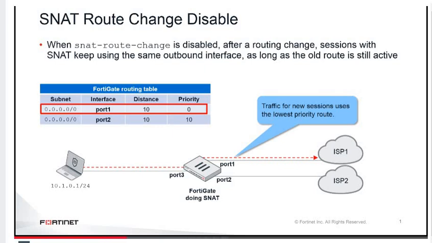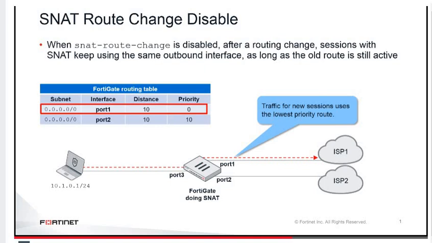In the example shown on the slide, FortiGate is connected to 2 different ISPs. A client with the IP address 10.1.0.1/24 is connected behind a FortiGate. FortiGate is doing SNAT of the client traffic to a public IP address, depending on which ISP is using it. The FortiGate routing table contains 2 default routes, one for each ISP.